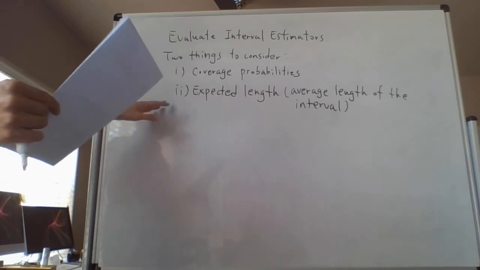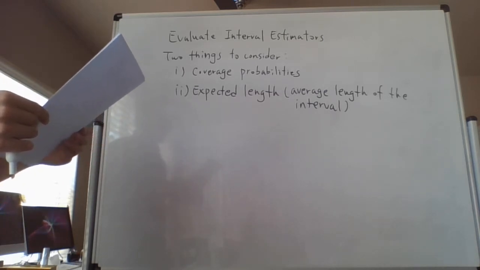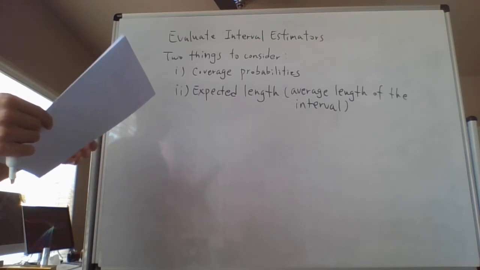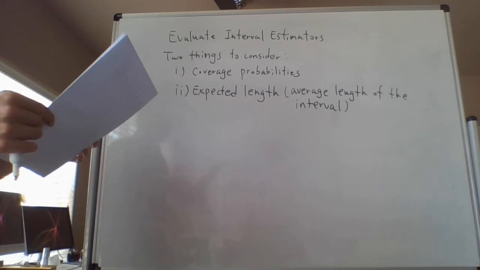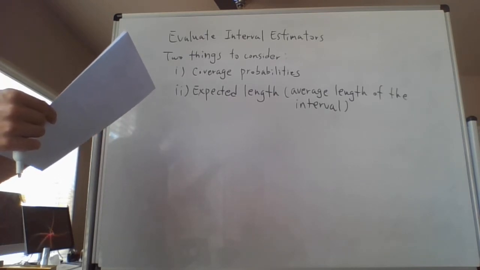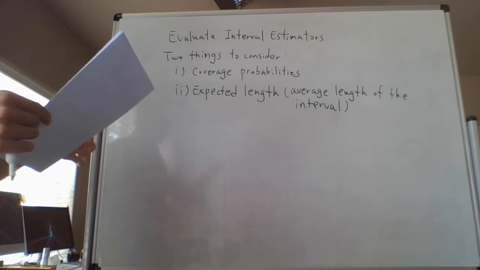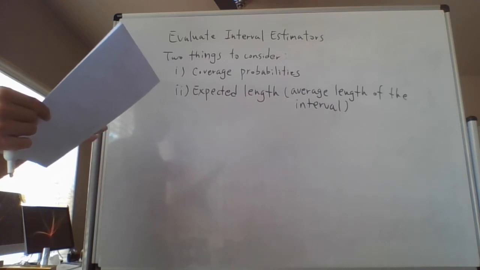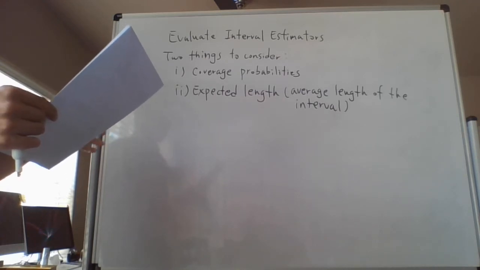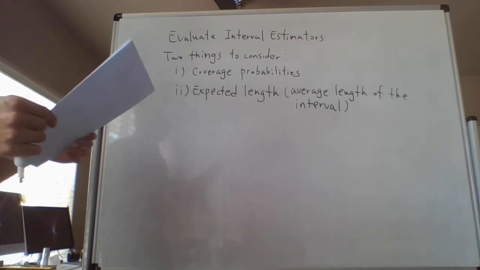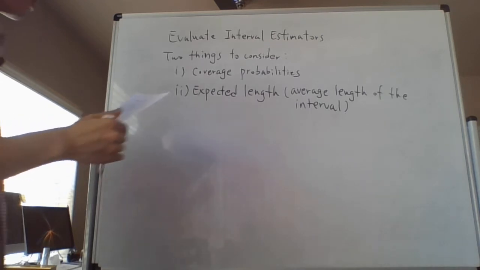So we define the expected length when we start to talk about this interval estimator. So the expected length is the average length of the interval. The length of the interval is the distance between the upper bound and the lower bound, and we would like to have the smallest expected length possible.